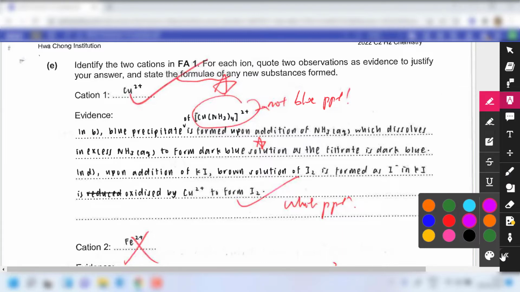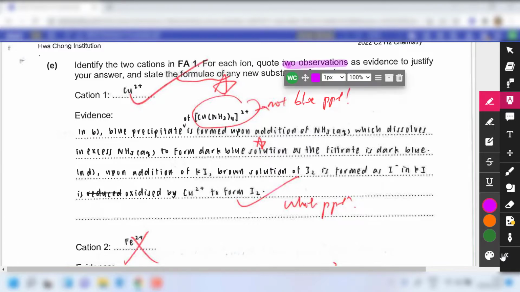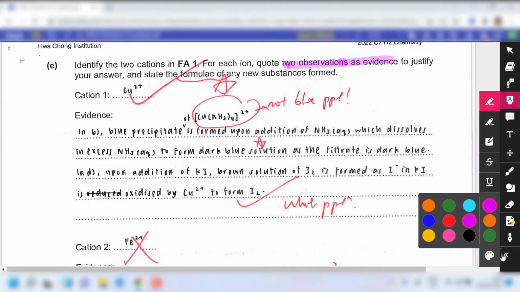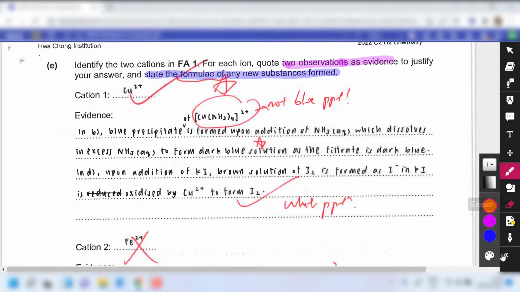The instructions say you are supposed to quote two observations as evidence, and very, very important, you are supposed to state the formula of any new substance formed. Many of you do not state the formula of the new substance formed, and of course, you did not quote two observations. First of all, we have to be very clear: how do we know that it is copper 2?